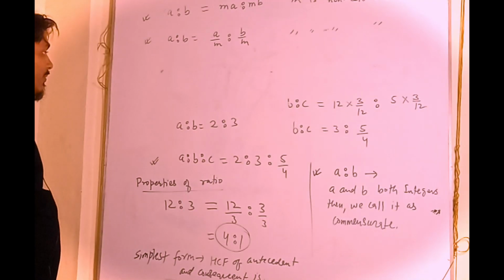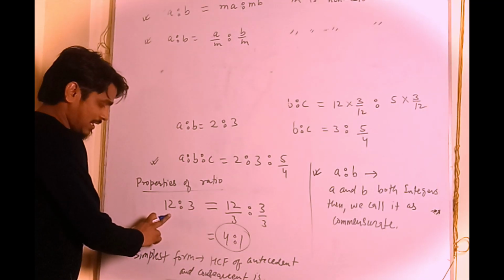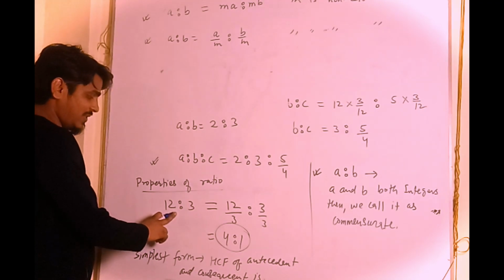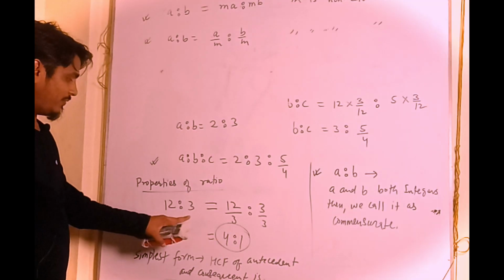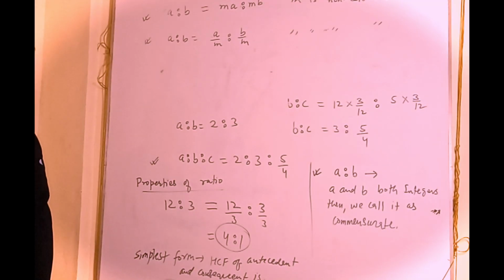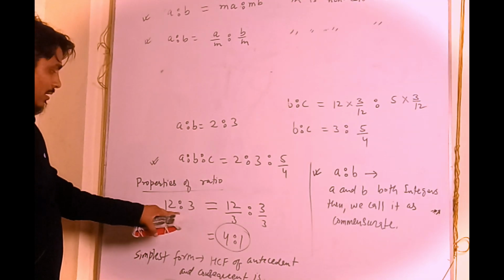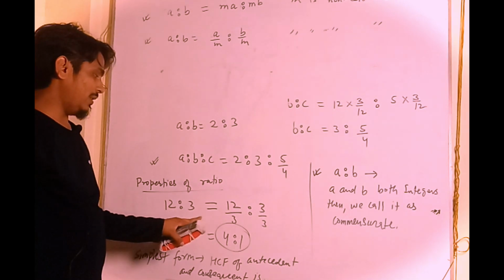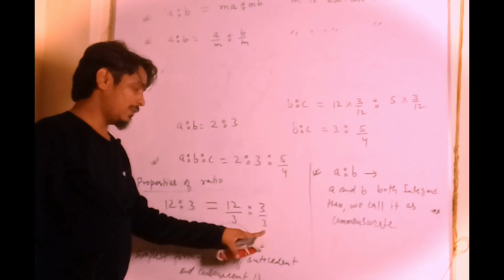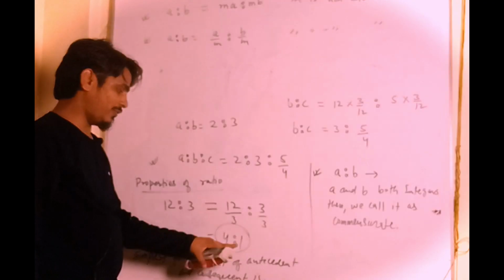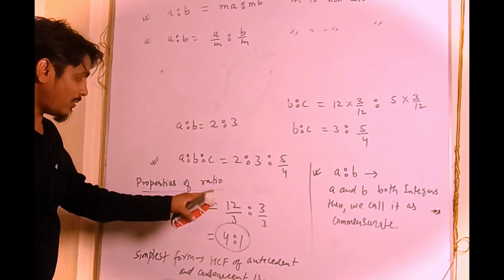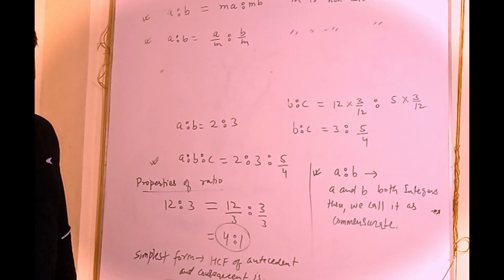And as in this case we have seen that 12 ratio 3 is not in the simplest form, as the HCF of these two numbers is not 1. So to make it into the simplest form, we can divide both of them by the common factor, that is going to give us 4 ratio 1. So actually what we are doing is trying to find their corresponding equivalent form.